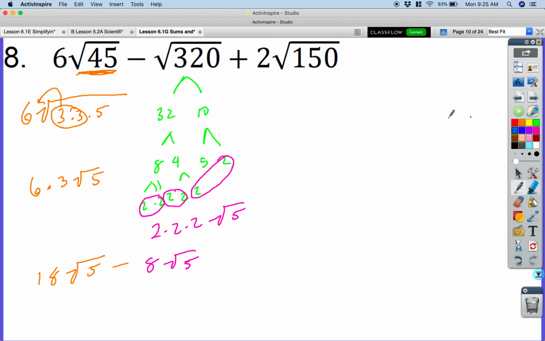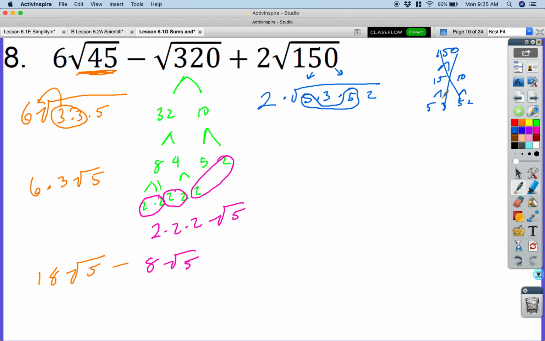All right, the last one, let's go ahead and break this down. I'm going to have 2 times the square root of 5 times 3 times, so that was 15 and 10. 10 is 5 and 2. Okay, so now what I'm going to do is see if I have anything that I can take out. I do. I have a 5. Let me make sure I got 150 right. 15 and 10, 5 and 3, 5 and 2. Okay, just wanted to make sure I got that right.